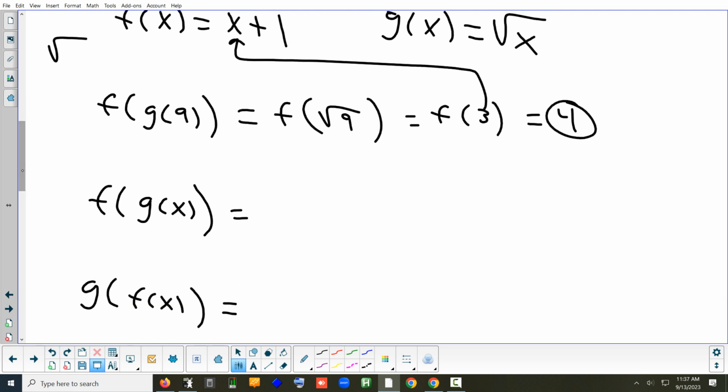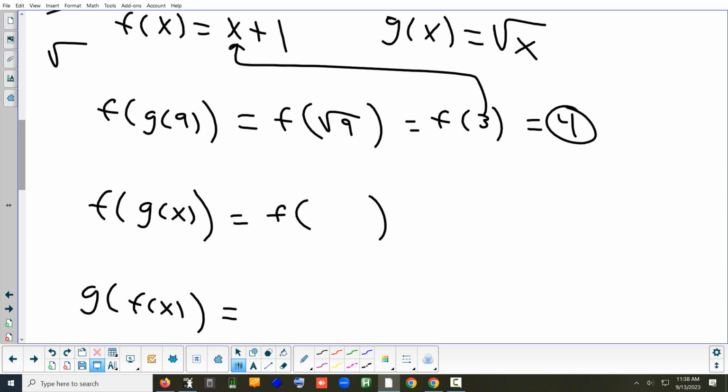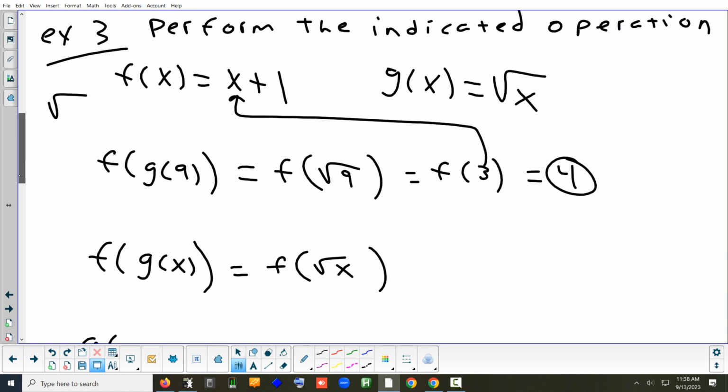All right, now let's do composition. I like to write it first. So f of, look up what g of x is. Square root of x. And I'll do this one too. G of, and then look up what f of x is. X plus 1.